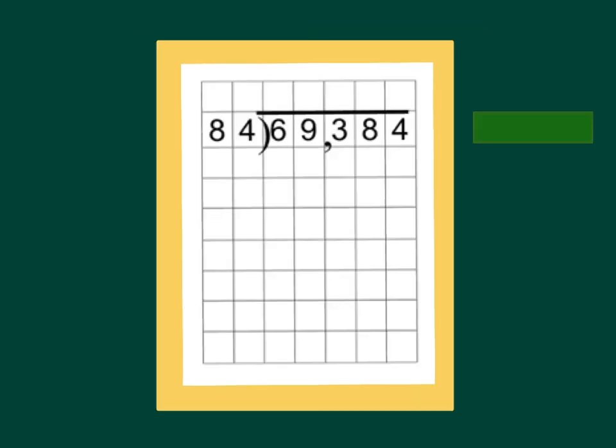So now I'm dividing an even larger number. I'm dividing 69,384 by 84. So I'm going to see where to start my problem. Can I get any groups of 84 out of 6? And I can't, so I'm going to put an X above here. Now I'm going to move on. Can I get any groups of 84 out of 69? I still can't, so I'm going to put an X above here. And now I'm going to move over to 693.